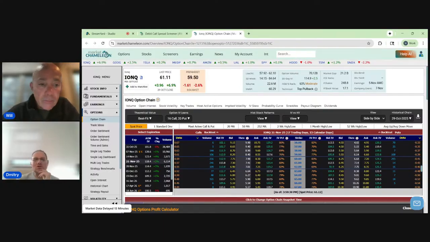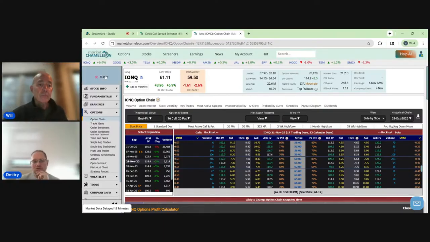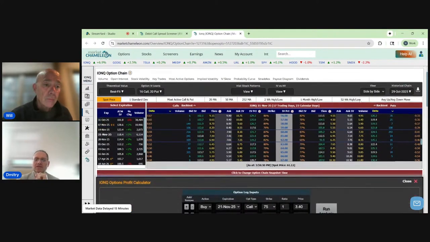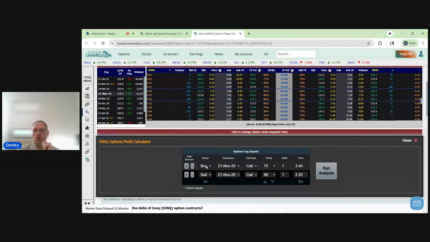So now let's take a look. We're on the options chain. I'm going to just click on this to close or minimize the menu to expand our screen. And here's the call spread we're looking at.